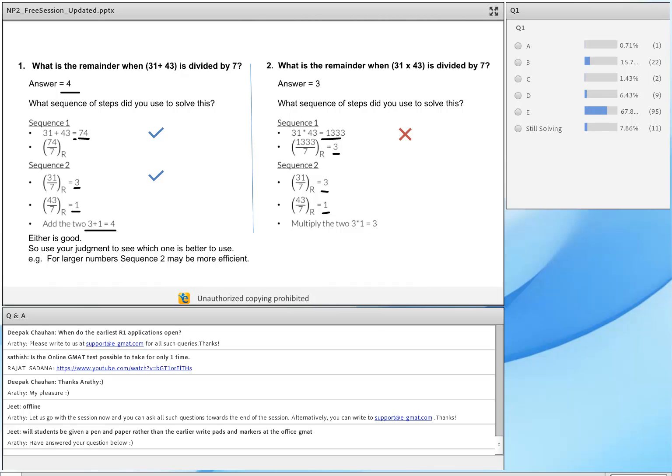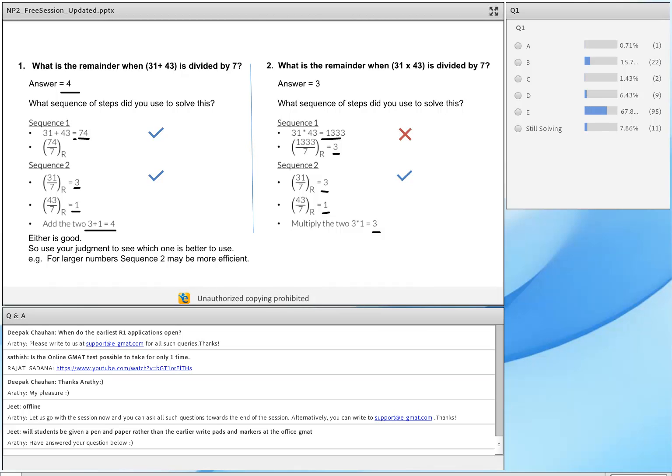So 31 by 7 gives us 3, 43 by 7 gives us 1. You multiply 3 times 1 and you get 3 over here. All right, so that's the approach that we want you to take. Why? Because you can see it's a lot more simple. Now let's understand why these approaches work.